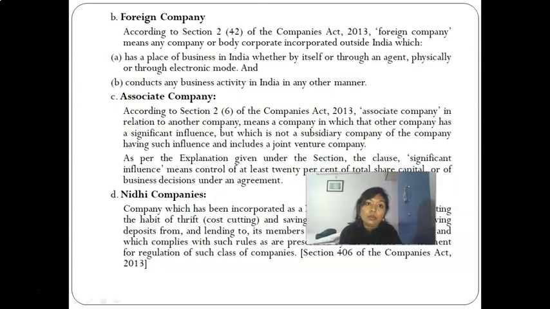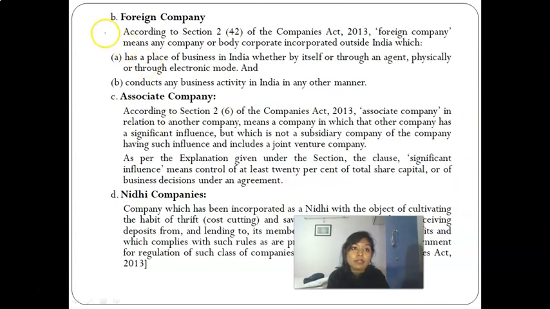Now next is foreign company. It is very important and you have a different chapter for this also. So generally definition is given under section 2 clause 42. It's an important section. Please remember the section also. A foreign company means a company or body corporate which is incorporated outside India, and means a company which is not incorporated in India under Companies Act.